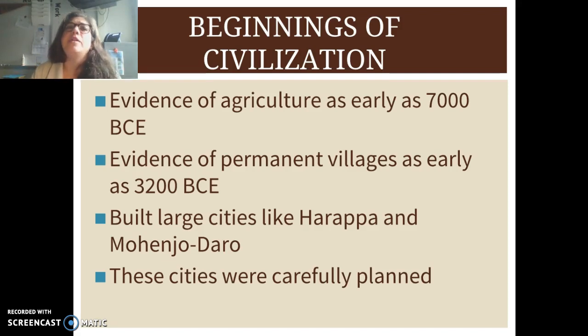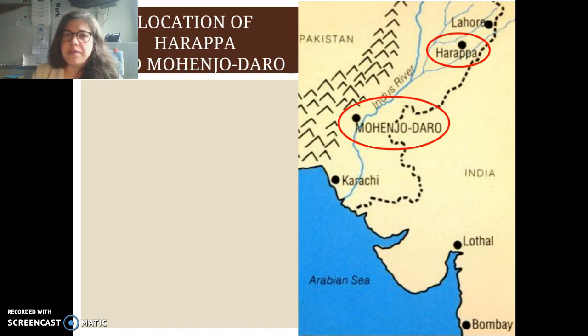We're going to look at some pictures, and I want you to think about what it tells us that they had such carefully planned cities. So here are two major cities in the Indus River Valley. Here's Harappa, here's Mohenjo-Daro. These are both located in modern-day Pakistan. If we look at the border between India and Pakistan, these are both actually in modern-day Pakistan, but very close to India.